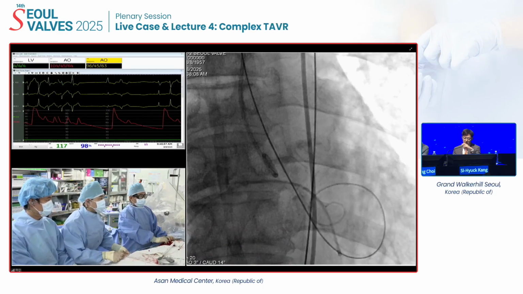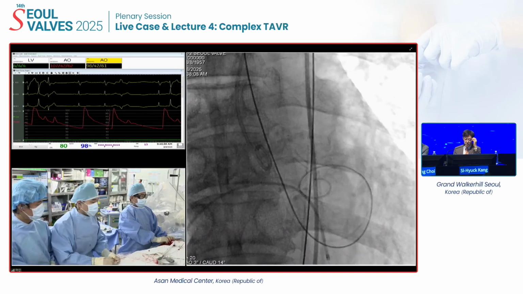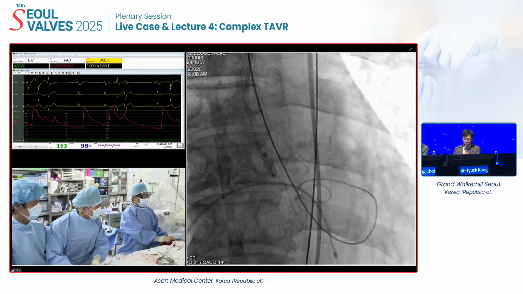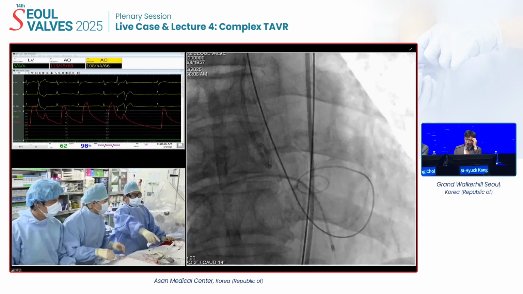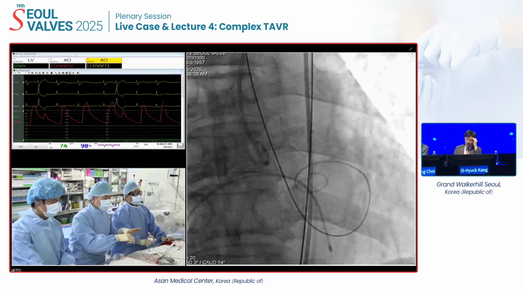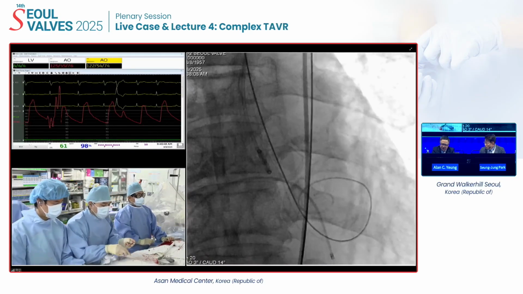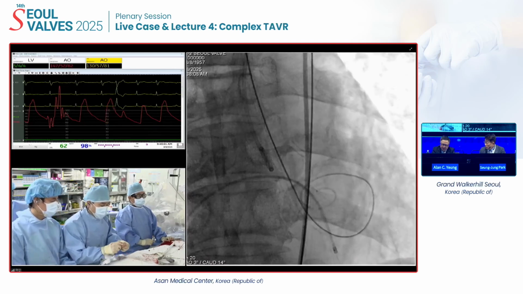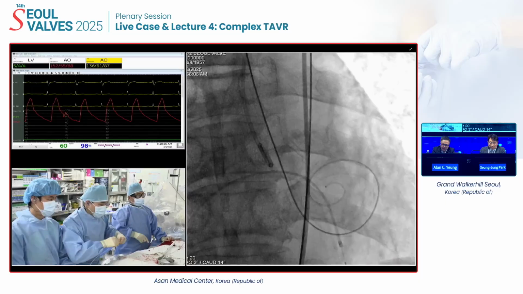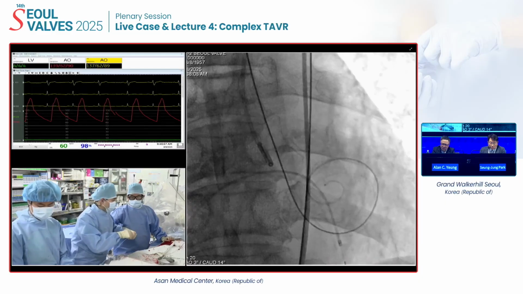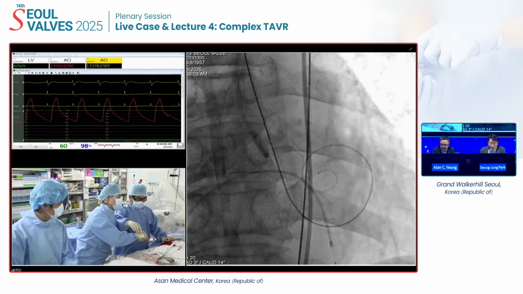Alan, which wire is commonly used in the United States? In Korea, we routinely use the Safari wire, but which wire is used there? There are two wires we basically use. One is the glide wire, a stiff shaft glide wire with a straight tip. And the other one is the Emerald wire, that is the stiffer one.